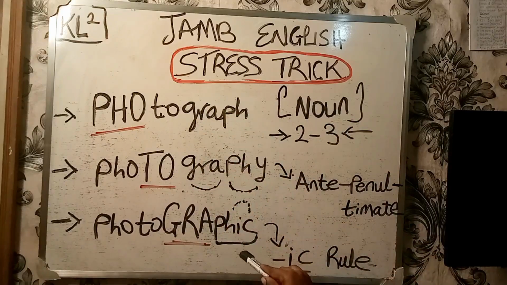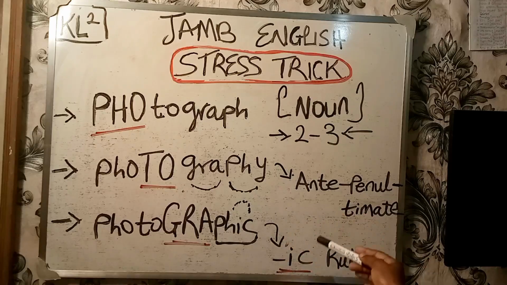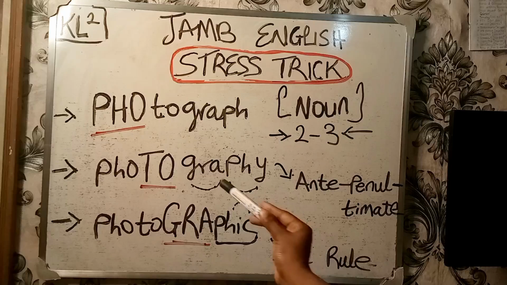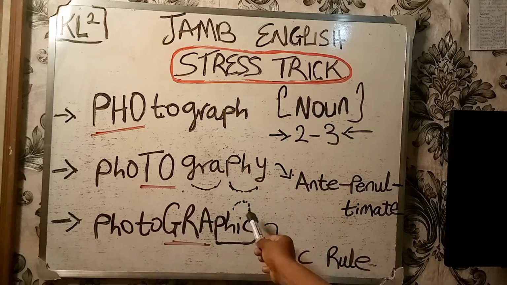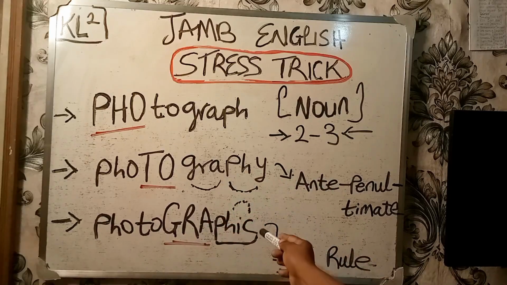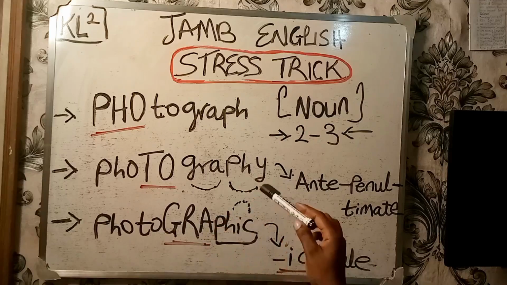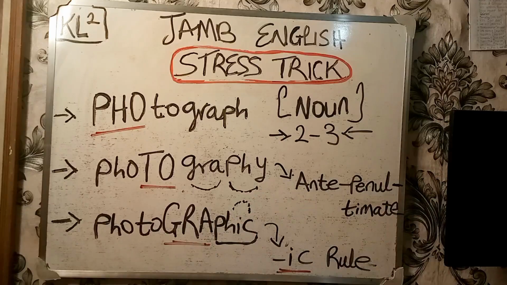For the last one, we have photographic. This is the second rule that I explained. That's the IC rule, where I said words ending with IC, TION, SION, you stress the syllable before them. From this, GRA comes before FIC. No, IC is with FIC, which is a syllable. So the syllable after FIC is GRA. So that's the one that has the stress.